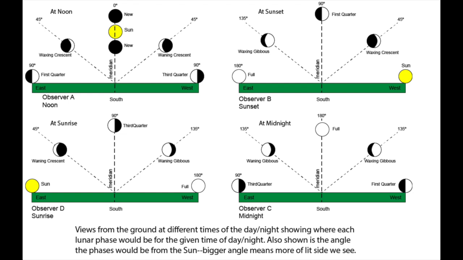A few days later, the moon would be at the waxing gibbous position shown here. The waxing gibbous phase, shown here at 135 degrees from the sun, would be 9 hours behind the sun. It would rise at 3 p.m., cross the meridian at 9 p.m., and set at 3 a.m.